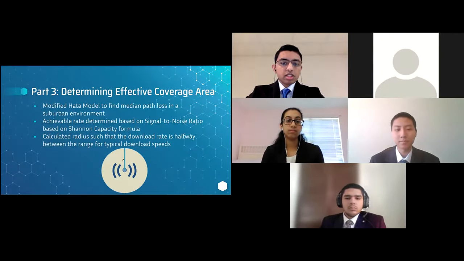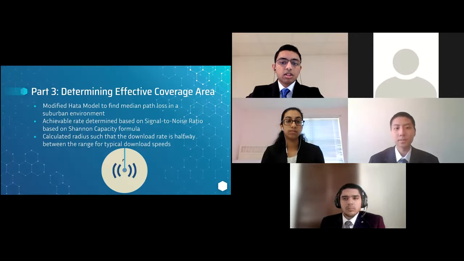So we were given data for the approximate maximum coverage radius for each type of cell tower, but the internet speed received will not be constant throughout this region. Thus, to find the effective coverage area, we use the COST-Hata model, which can be used to find the path loss based on distance from the source.